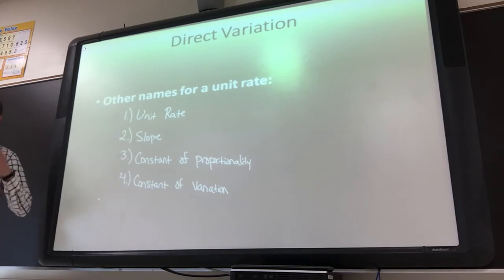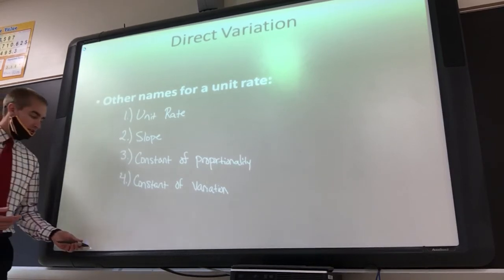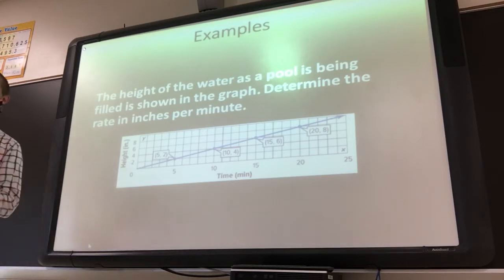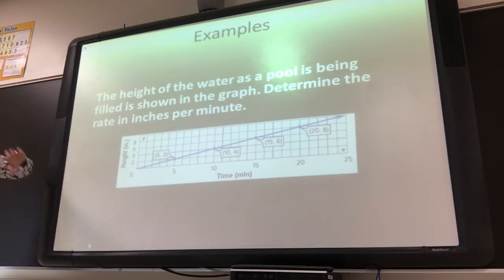So hopefully we're seeing today, especially, how all these things are really the same. They all work together. Okay? So let's look at some questions on, is something a direct variation? Remember, direct variation is the same thing as proportional. Unit rate is the same thing as slope and constant of proportionality. So all these things are what we've done so far.